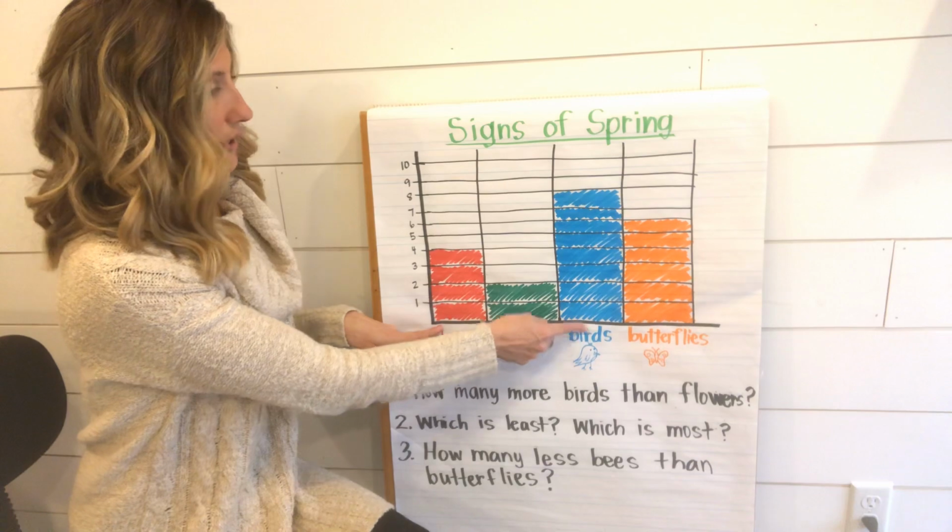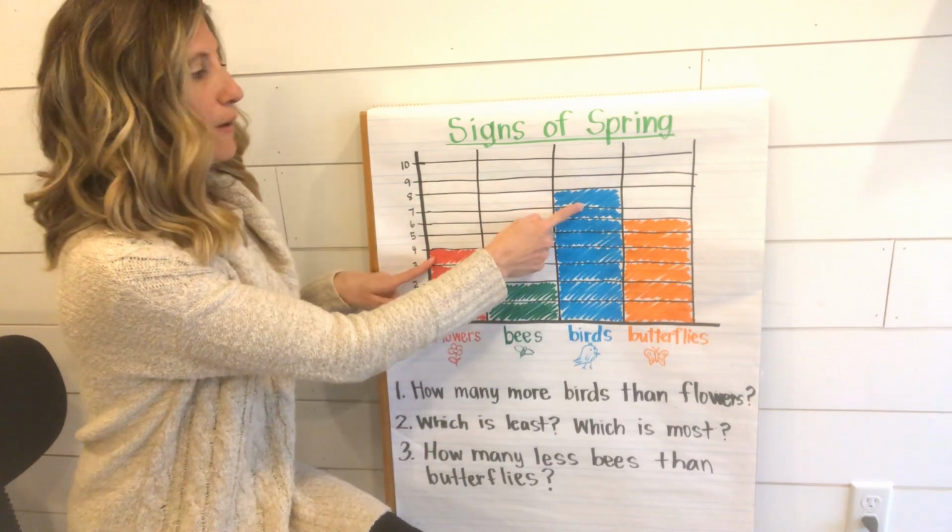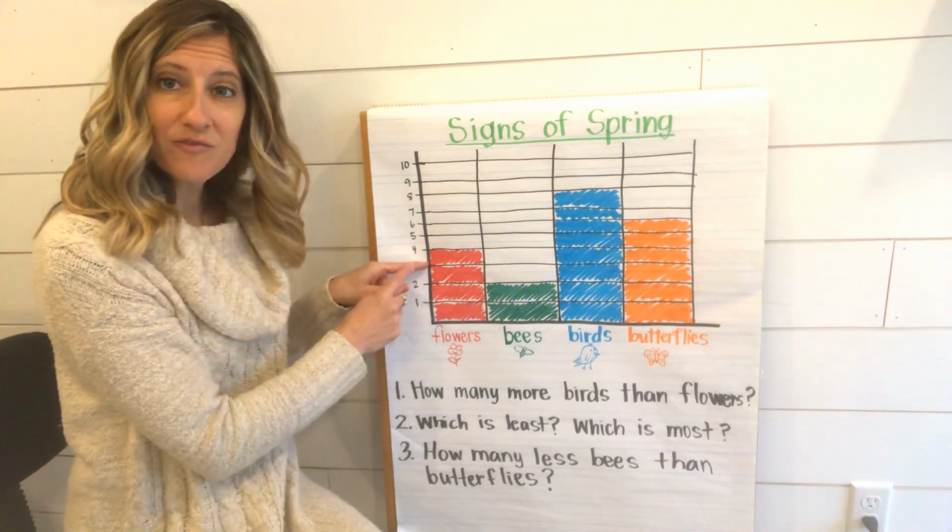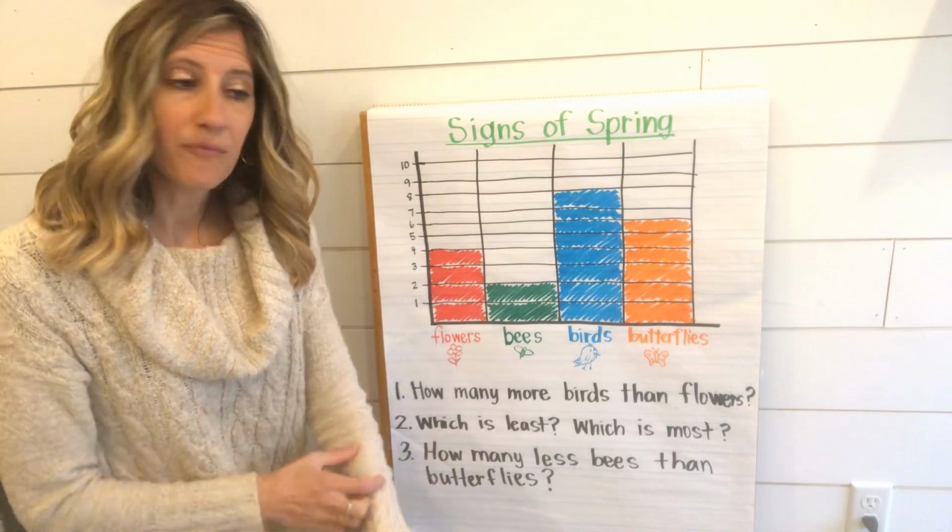You can also look, there are 8 birds and 4 flowers. So 8 minus 4 equals 4. There are 4 more.